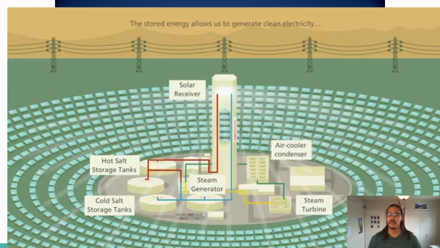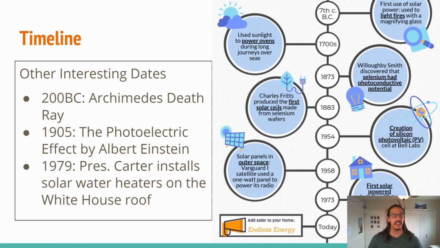Okay, so we're gonna move on from that to a brief history of solar power. So there's two different things here. So I'm going to be referring to the graphic right here and to the other interesting dates on the left here as well. I'm going to start off at the top. So as far back as the 7th century BC, so that means 2,700 years ago, there's evidence of people using little magnifying glasses to start fires.